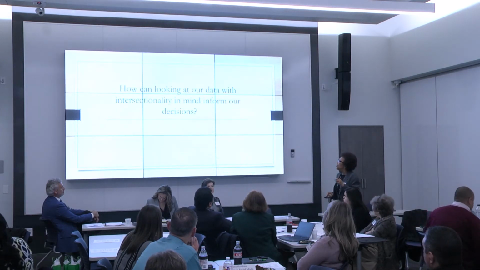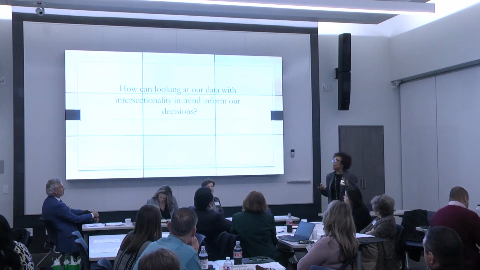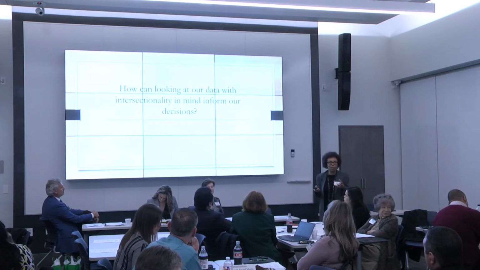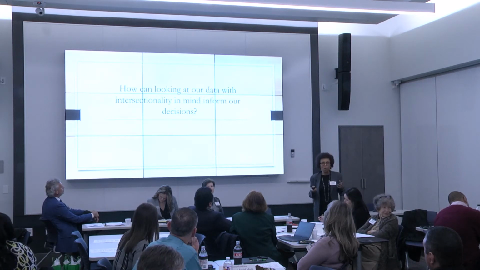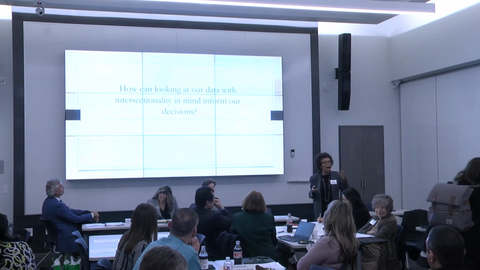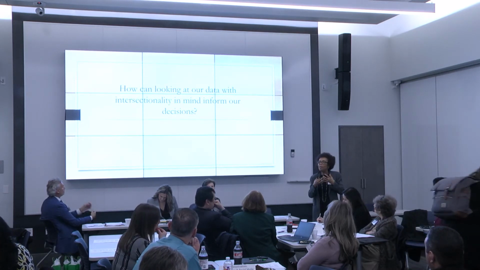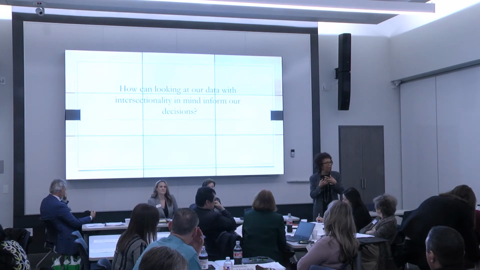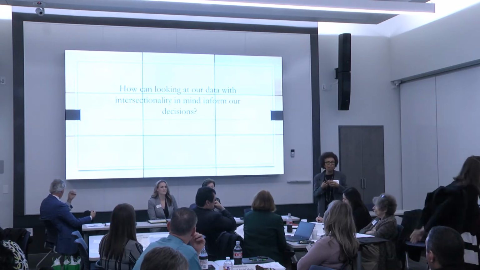So the question is, how can looking at our data with intersectionality in mind inform our decisions? That's kind of a rhetorical question, but if anyone has any comments regarding it, how can looking at how these factors interact better inform how we work with our students for student success?